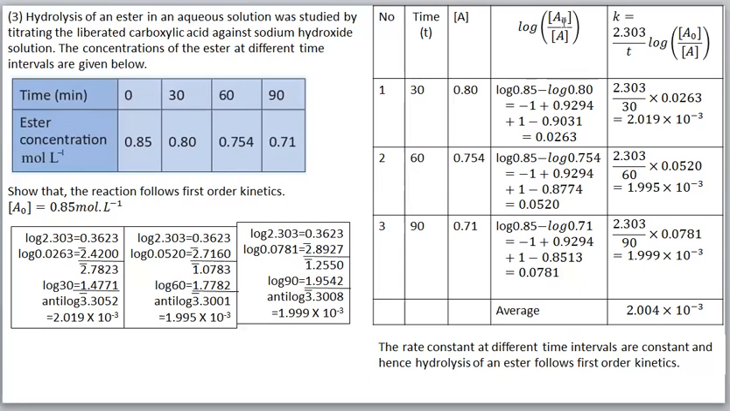Then log A0 by A. See, log A0 by A. A0 is this value, 0.85. Log A is 0.80. So you see here log M by N, so log M minus log N, like that we can split it. So log 0.85 is the numerator value, and the denominator value is log 0.80.